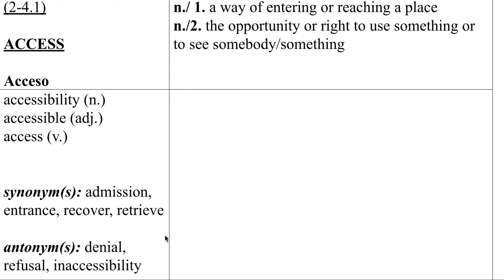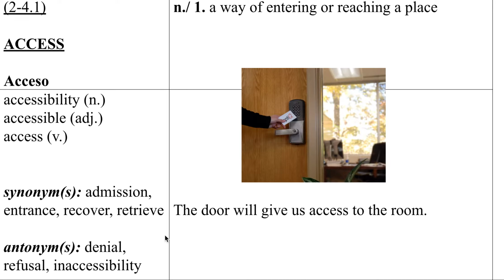And opposite for access could be denial, refusal, or inaccessibility, not being able to get into something. Inaccessibility, not being able to get in, versus access, being able to get in. And let's look at some examples with the different definitions.